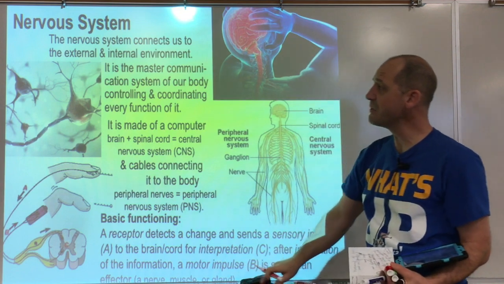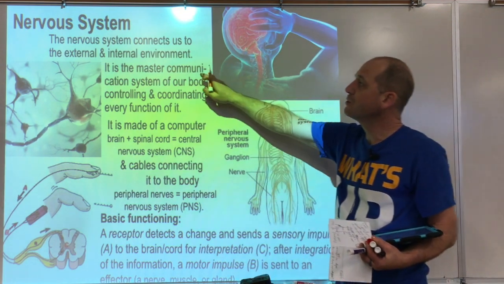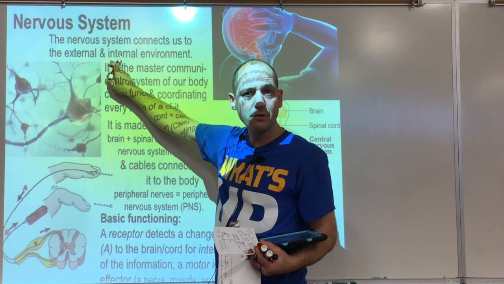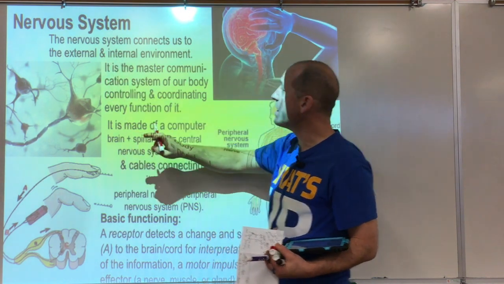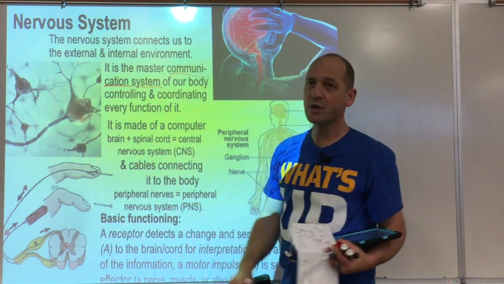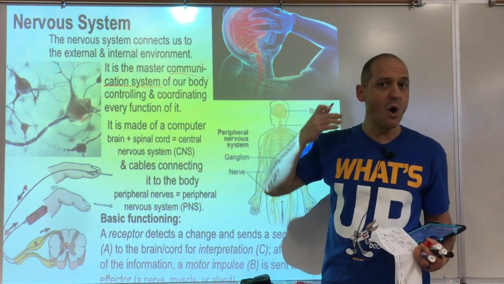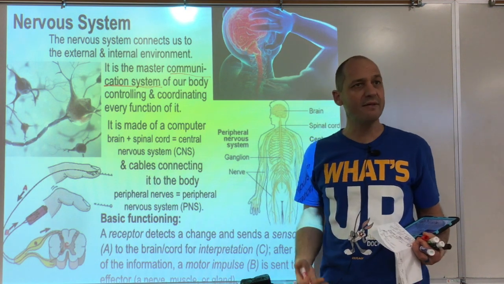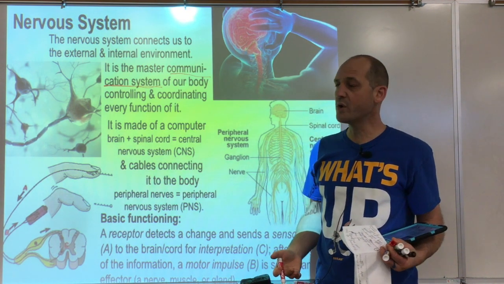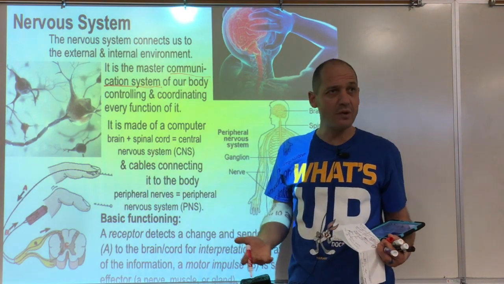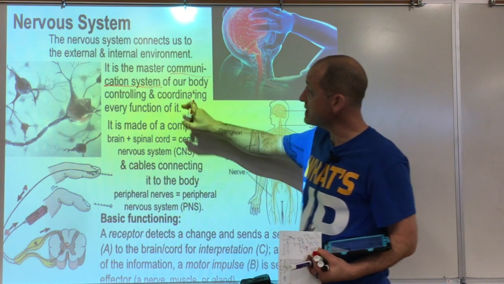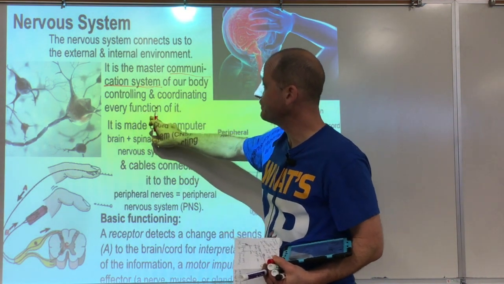The nervous system connects us to the external and the internal environment. So the nervous system is a communication system. It's a system that lets the brain know what's going on everywhere in the body, and that way it can coordinate function. You can coordinate growth when we're made, but then it coordinates function once we're made. So it controls and coordinates every function in the body.